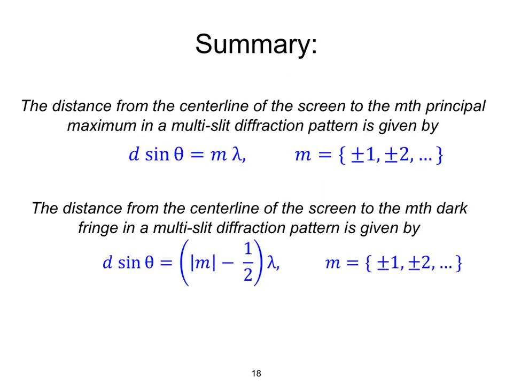The distance from the center line of the screen to the mth principal maximum in a multi-slit diffraction pattern is given by d sine theta equals m lambda, where m is any integer. The distance from the center line of the screen to the mth dark fringe in a multi-slit diffraction pattern is given by d sine theta equals the absolute value of m minus 1/2 times lambda, where m again equals plus or minus 1 or plus or minus 2, etc.